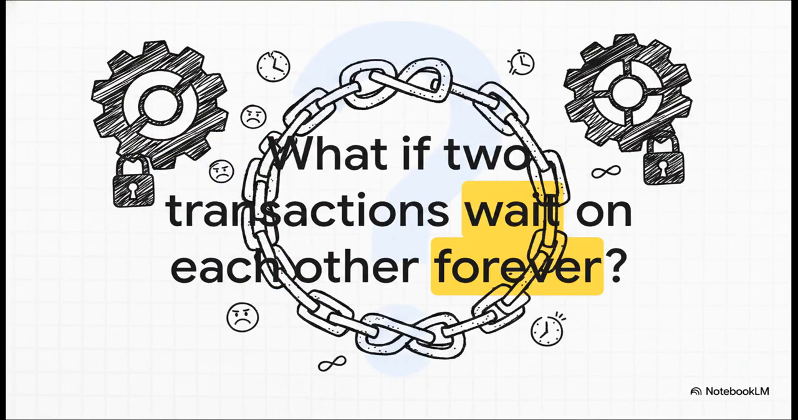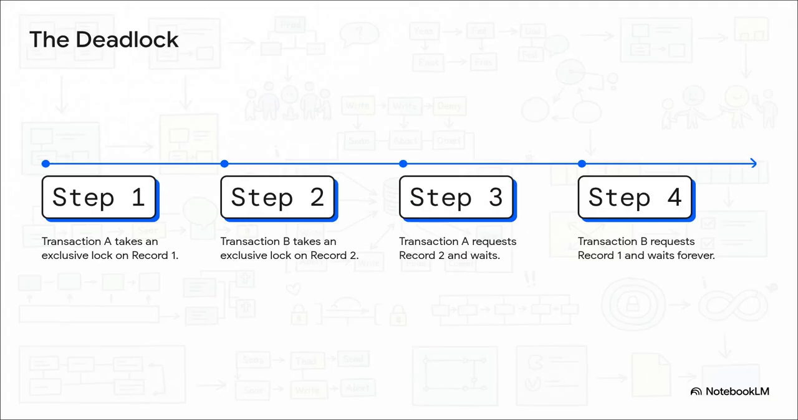But of course, this strict, rigid locking introduces a terrifying new complication. What exactly happens when two transactions are stubbornly waiting on each other, literally forever? Let's walk through this scenario step by step to see exactly how a pessimistic schedule can result in a system-freezing deadlock. In step 1, transaction A takes an exclusive lock on record 1. In step 2, transaction B takes an exclusive lock on record 2. Okay, no problem so far.